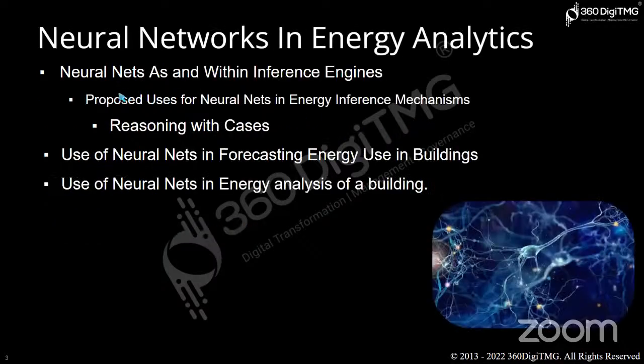So neural networks, how are they used in energy analytics? A few examples: neural networks can be used in energy inference mechanisms. They can also be used to forecast energy use in buildings. Also, they are used for energy analysis of a building. They can be used to forecast energy. Energy analysis can also be done using neural networks for buildings.